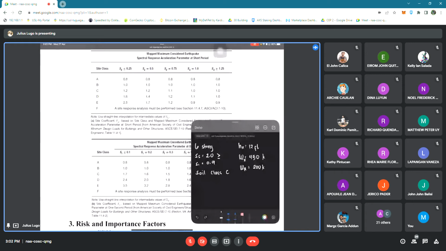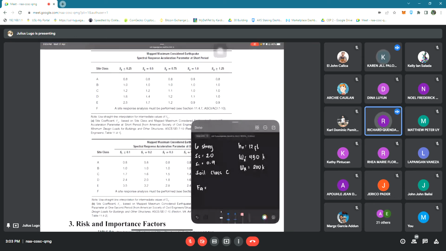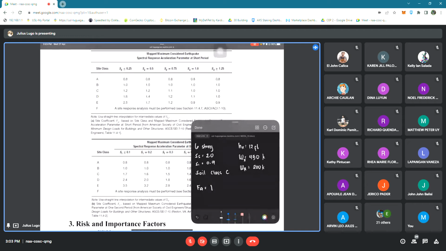So your SS there is greater than or equal to 1.25 and then soil classification C. So what will be the value of our Fa in the table? That is equal to one. One. Okay. So, that's how quick it is, guys, to find the value of your Fa. Now, table D.1 again. Okay. So, we need to determine the value of Fv.